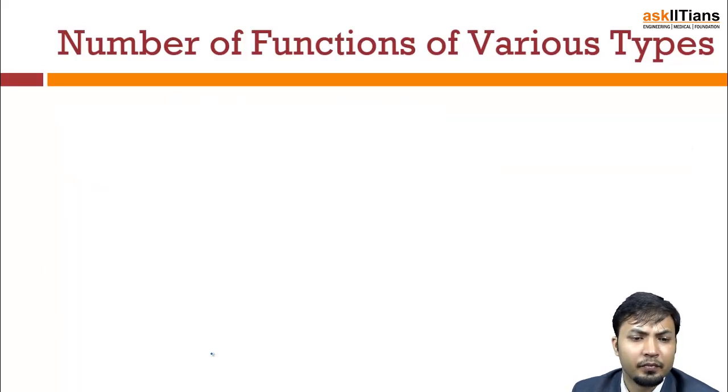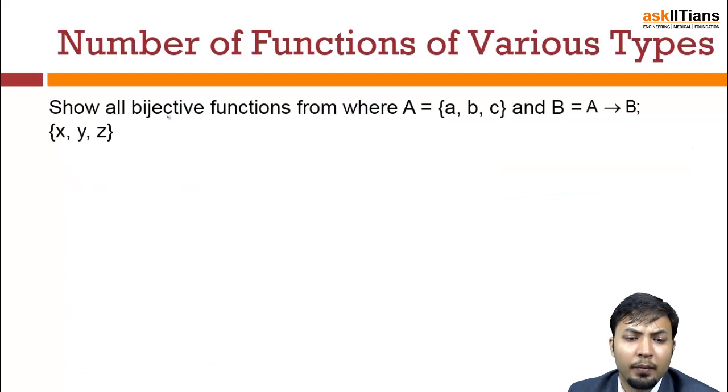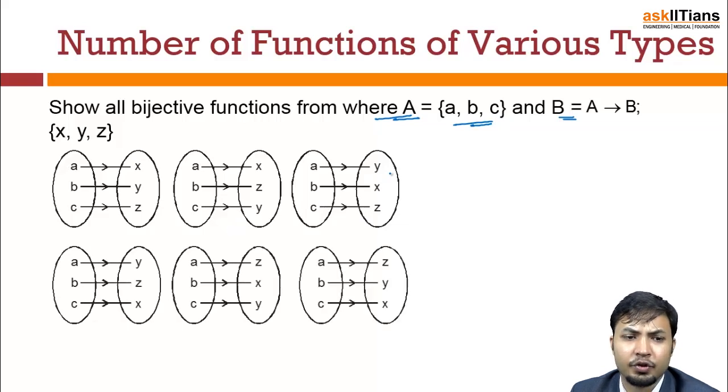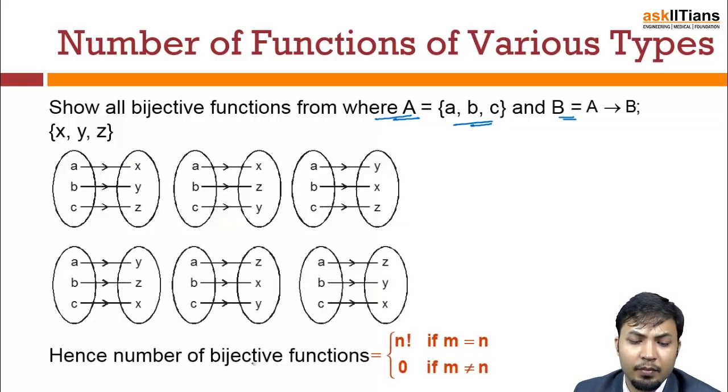So for all bijective functions from A to B, it will follow a path like this. These are the examples of these functions. Thus the number of bijective functions is n factorial if m is equal to n, and if it is not, then it will be 0.